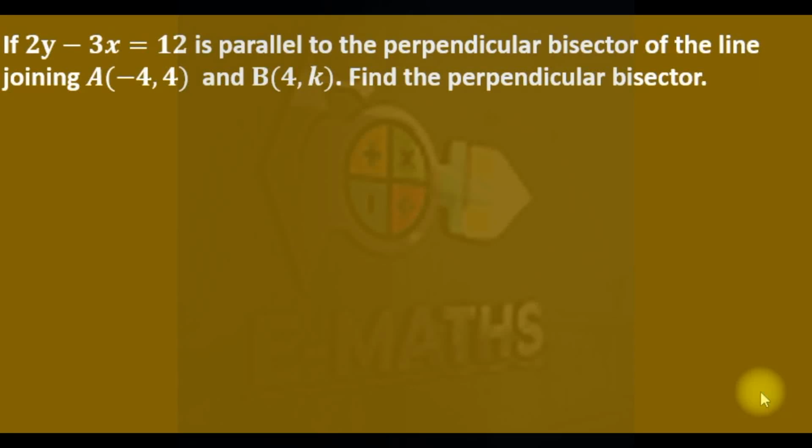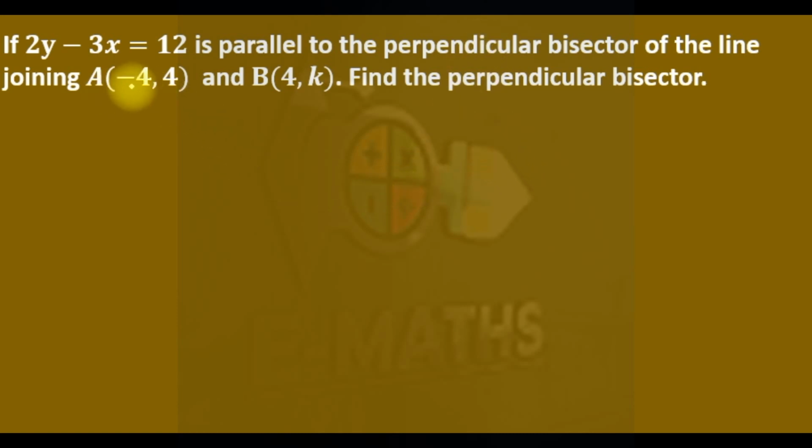We are given that the line 2y minus 3x equal to 12 is parallel to the perpendicular bisector of the line joining A and B with the coordinates (-4, 4) and (4, k). Find the perpendicular bisector. Okay, the major keywords here are perpendicular and bisector.